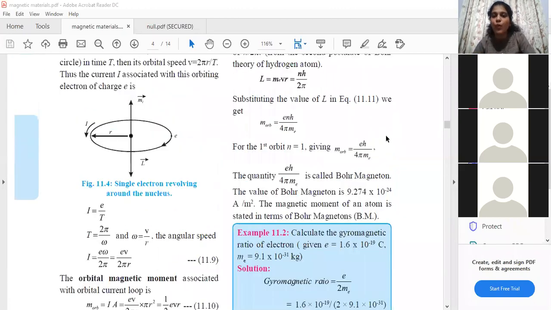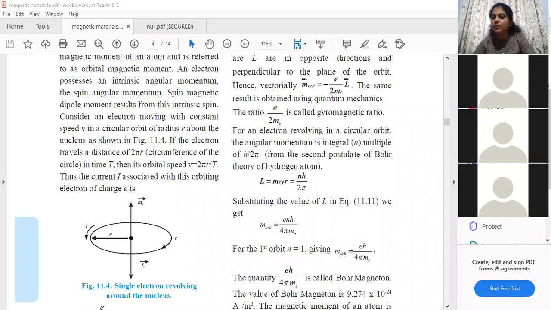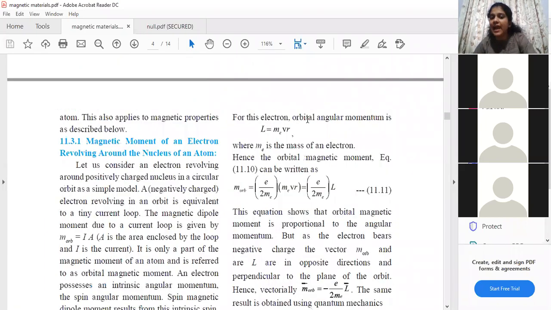Instead, we will use Bohr's postulate formula. That is L is equal to me into VR, where me is the mass of the electron. So what is my orbital angular momentum over here? It is me into VR, me into V into R.